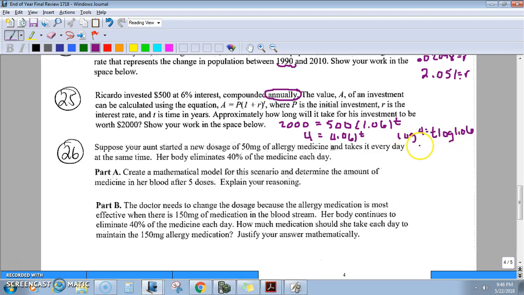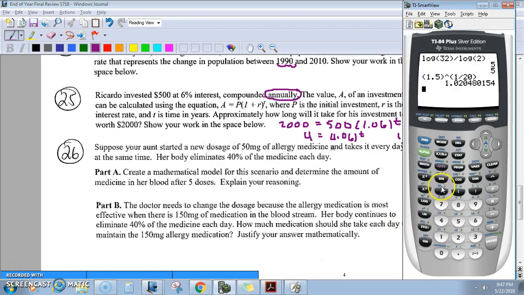Then we just divide both sides by the log of 1.06. So the log of 4 divided by the log of 1.06. We'll just put this here because I can't write it again. Dividing everything by the log of 1.06, on the right-hand side, it cancels. I just get T is equal to log of 4 divided by the log of 1.06.